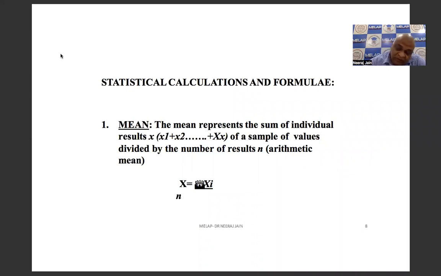How does mean tell you about accuracy? Suppose manufacturer mean is 100, say for glucose, and the mean which you are getting in your lab is suppose 90. That means significant number of values are away from this 100. That is why you are getting mean 90, or maybe 110, or maybe 108. So accuracy is how close our result is to true value. Higher the difference between the true value and your result, more is the inaccuracy. And this difference is called bias, difference between true value and your result.